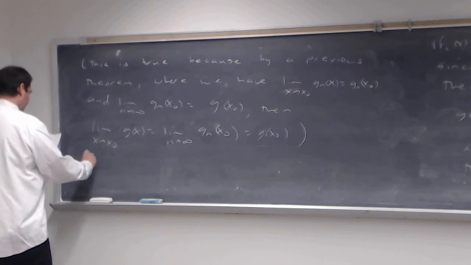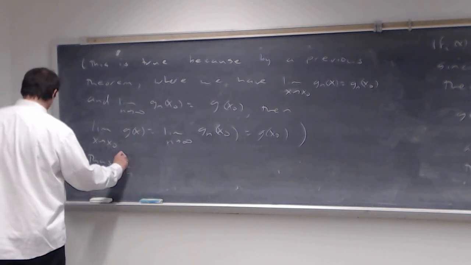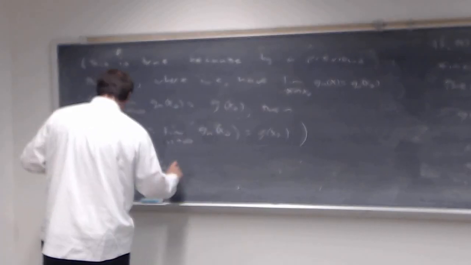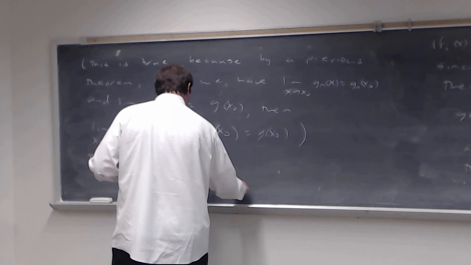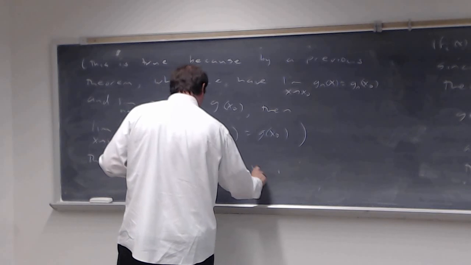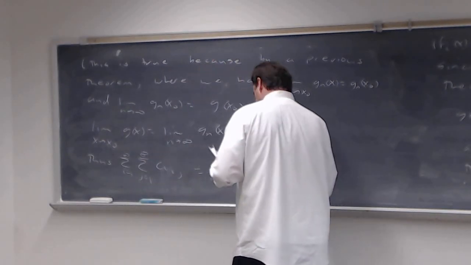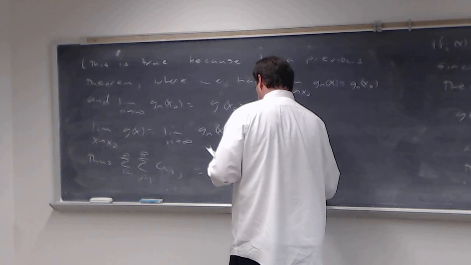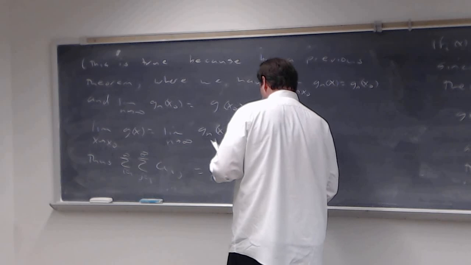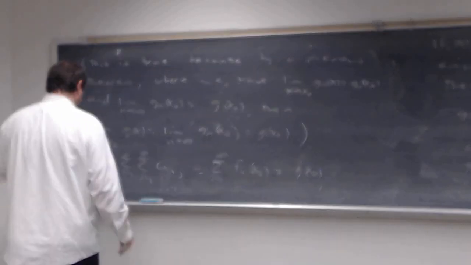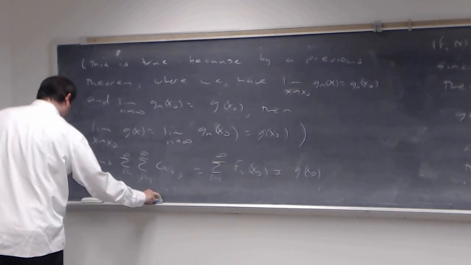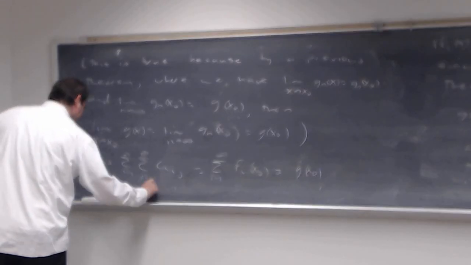Okay. Thus, this sum as i runs from 1 to infinity of the sum as j runs from 1 to infinity of a sub ij equal to the sum as i runs from 1 to infinity of f sub i of x naught is equal to g of x naught, okay, and that's equal to the limit as n goes to infinity of g of x sub n.